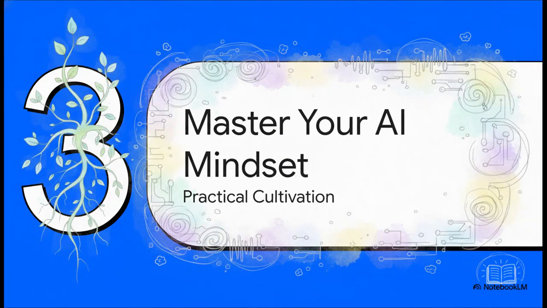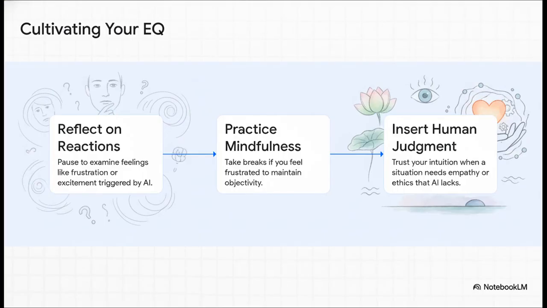Okay, that brings us to mastering your AI mindset. So how do you actually cultivate this? It's really about three steps. Step 1 is to reflect on your reactions. The next time an AI response makes you feel anything, frustrated, excited, annoyed, just pause. Ask yourself, why am I feeling this way? Step 2 is to practice mindfulness. Seriously, if you're getting frustrated, take a break, walk away for a minute. That's how you maintain objectivity.